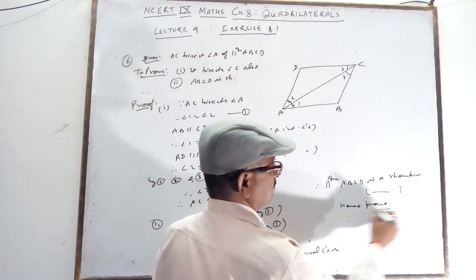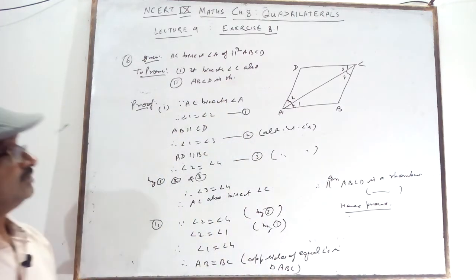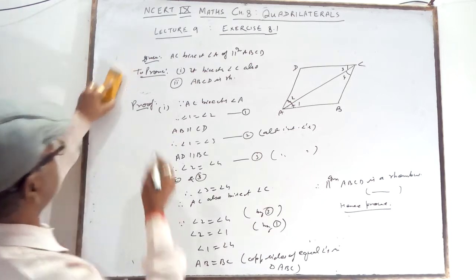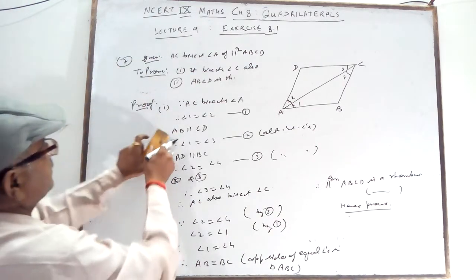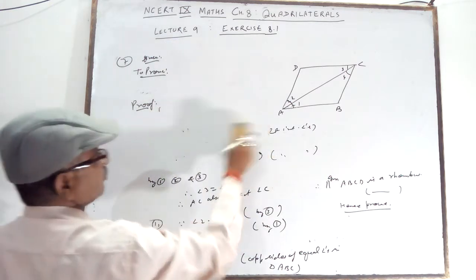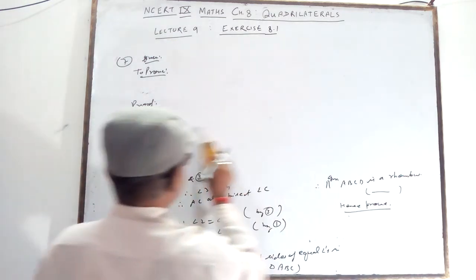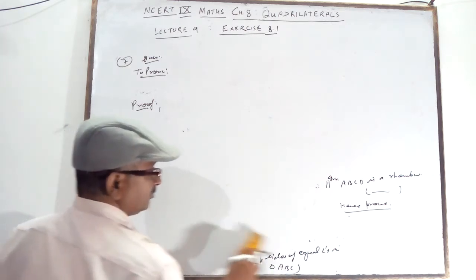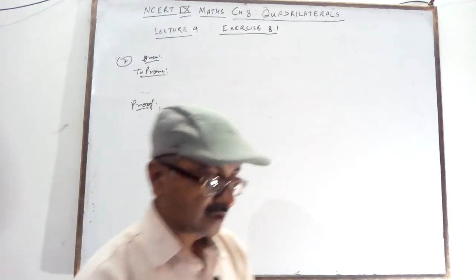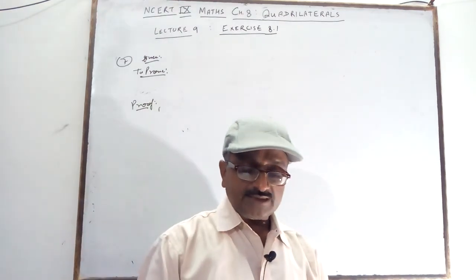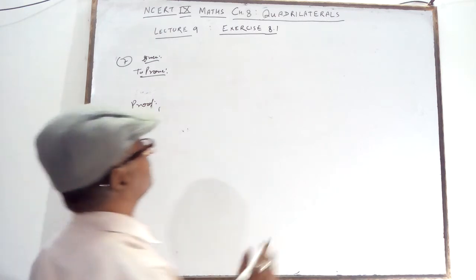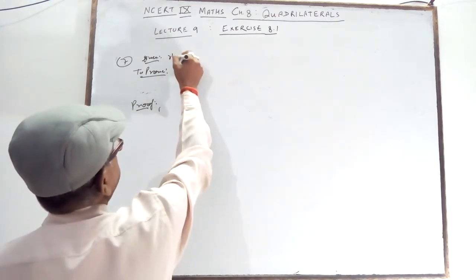There is no congruency, nothing. Directly you are getting it. Question number 7 of exercise 8.1. Any question you want to prove, you will see what you are going to write. ABCD is a rhombus, show that diagonal AC bisects angle A as well as angle C. Rhombus ABCD.